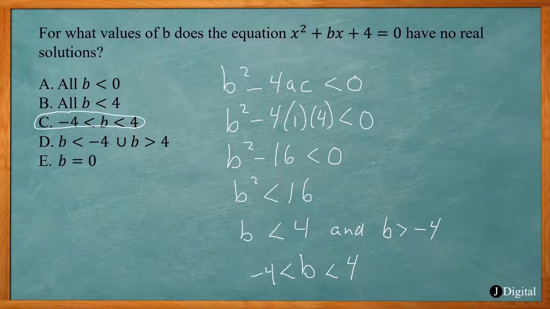So remember, if your discriminant is greater than 0, you'll have 2 real roots. If it's equal to 0, then you'll have 1 repeated root. And if your discriminant is less than 0, you have 2 imaginary roots, or non-real roots.